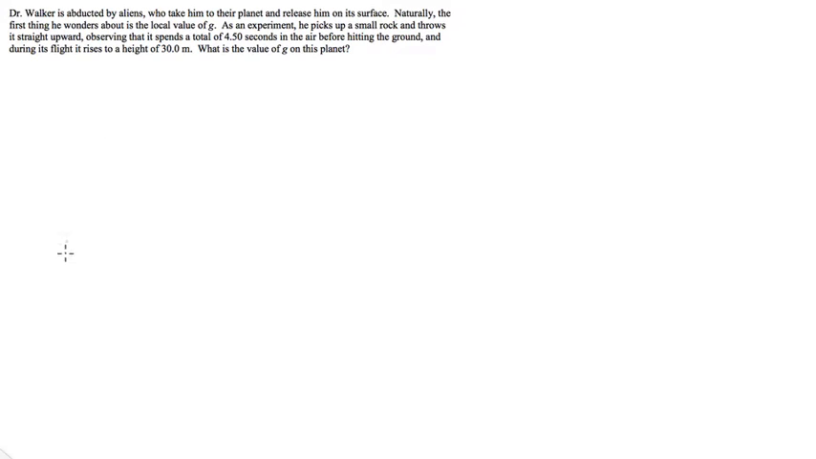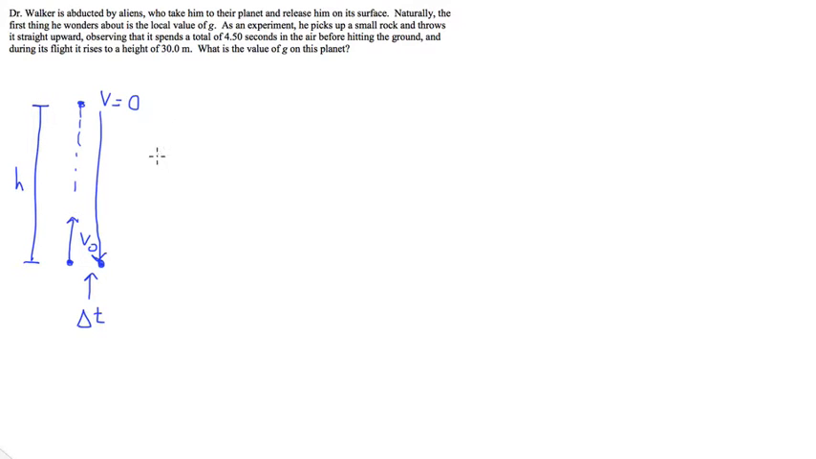So he throws the rock straight upwards, and it's got some initial velocity, v naught. Okay, so there it is. And it goes up, and then it reaches a maximum height, and it has a final velocity. When it gets to its maximum height, it has a velocity of 0. And then, of course, it comes back down. And that's the end. So the total time for this whole thing is delta t, which is given. And we're also given the maximum height.